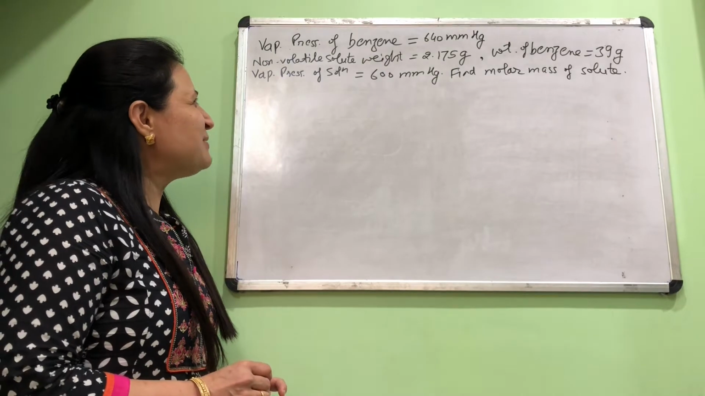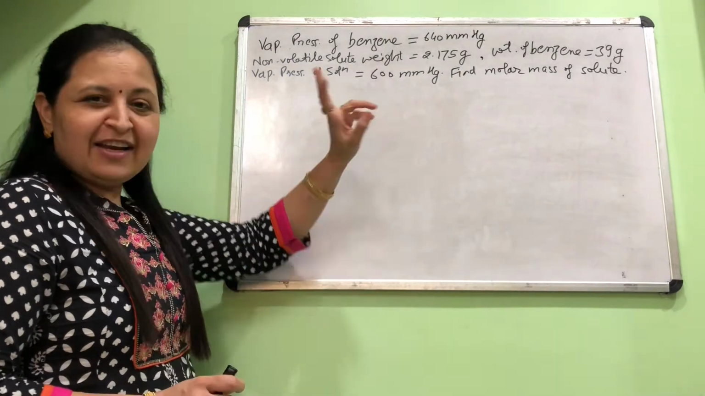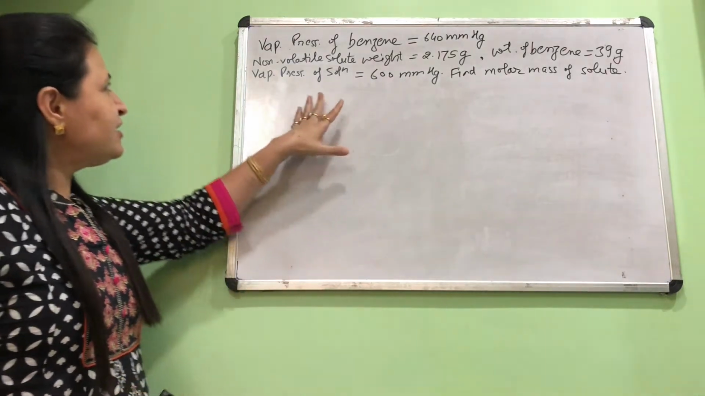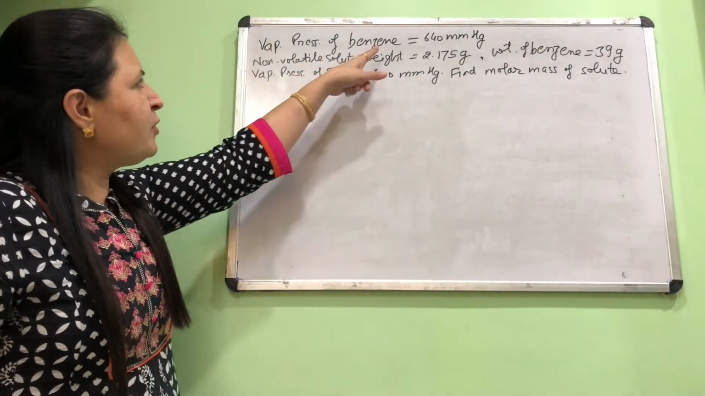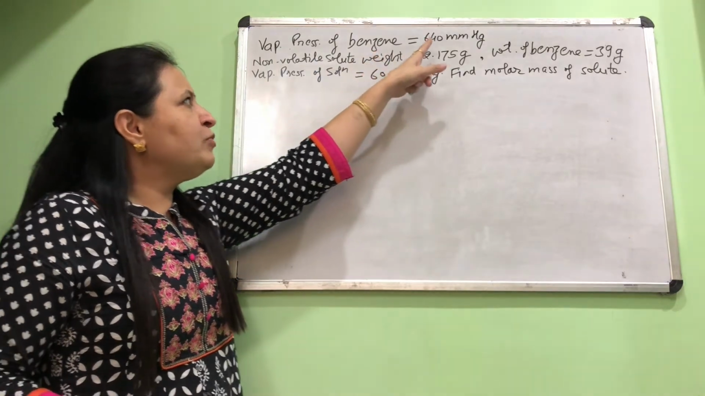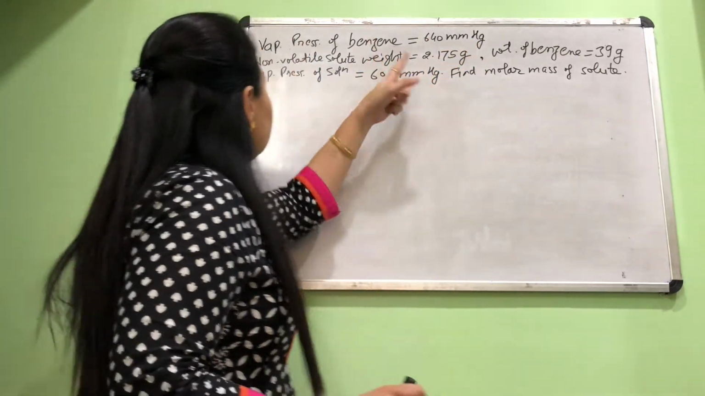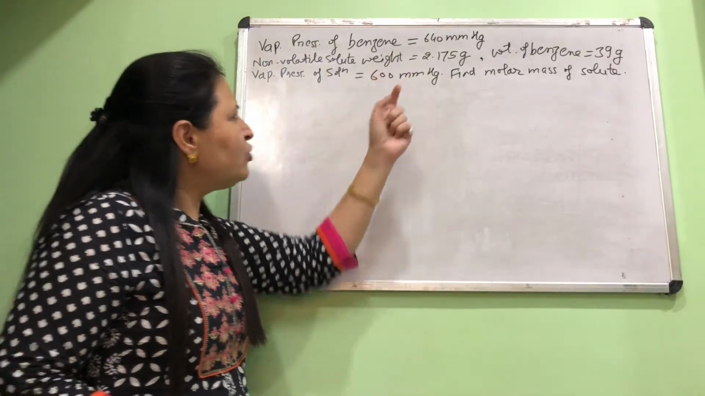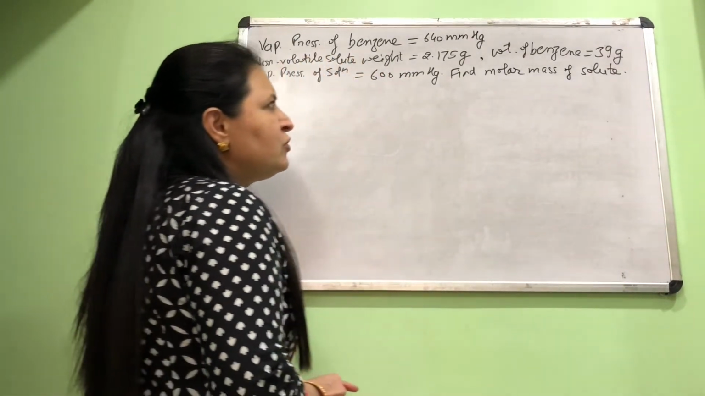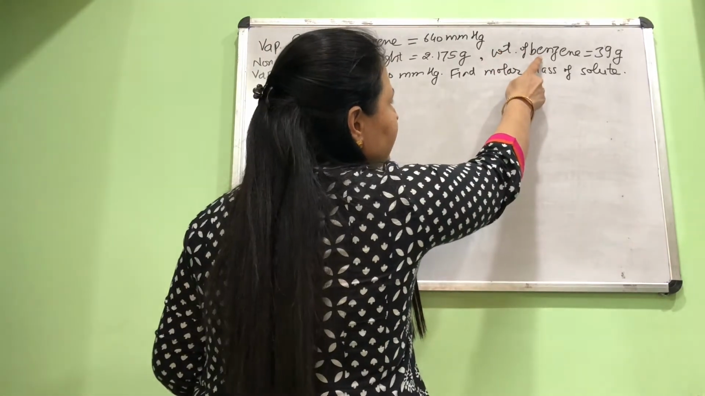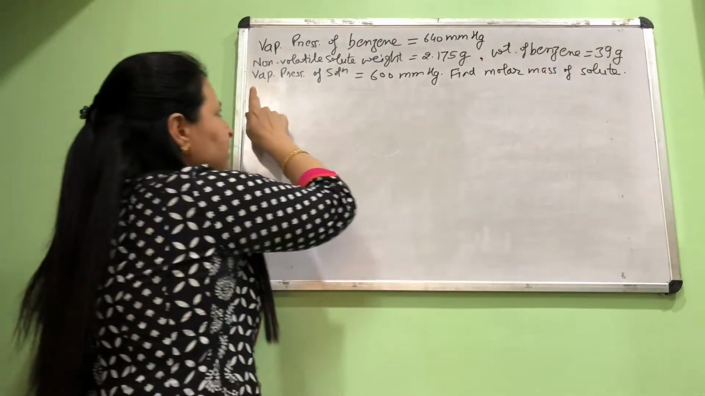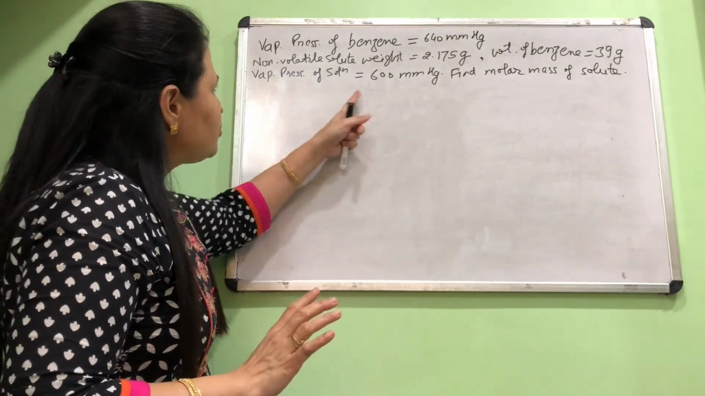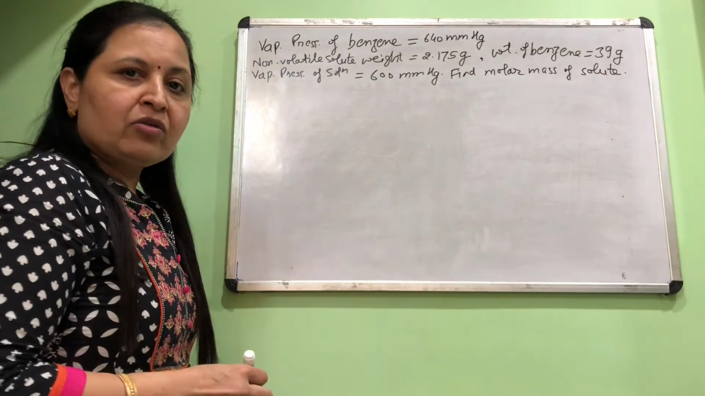Let us find the molecular mass of an unknown substance using relative lowering of vapor pressure as one of the colligative properties. Look at this problem. You are given the vapor pressure of pure benzene, our solvent, as 640 mm. Into this benzene, we are dissolving one non-volatile solute, taking 2.175 gram of the solute, and the weight of benzene taken in the question is 39 gram. They are asking us to find the molecular mass of the solute, giving us the vapor pressure of the solution, 600 mm of mercury.